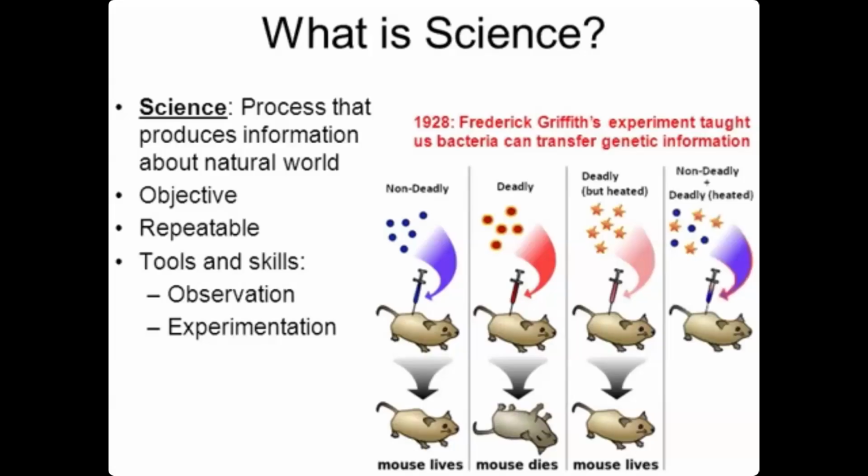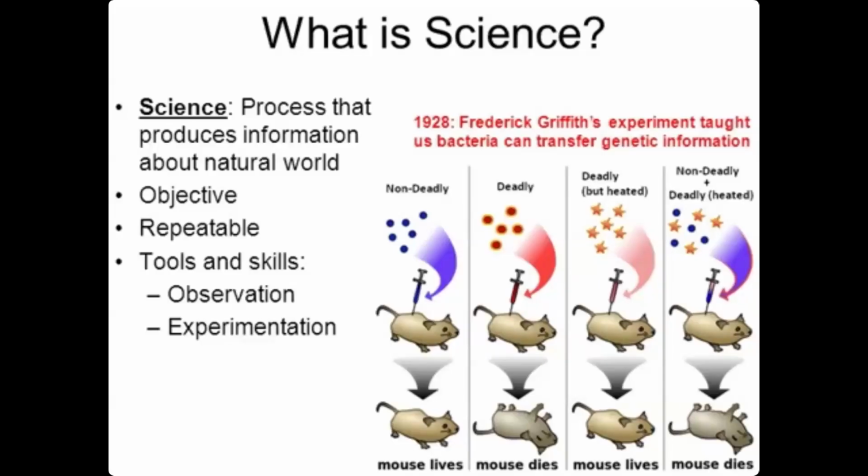He then had a mixture of non-deadly bacteria mixed together with the deadly bacteria that had been heated. He was expecting the mice to live, but was surprised to see that they died. He figured out that the deadly bacteria that had been heated have DNA in them. That DNA was transferred to the non-deadly bacteria that were still alive. The non-deadly bacteria became deadly.